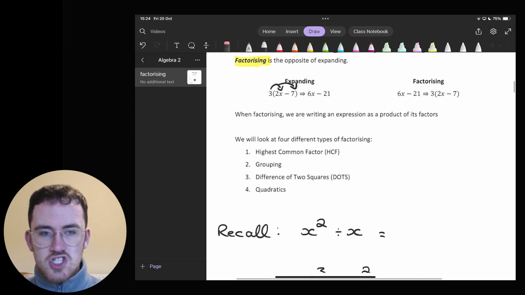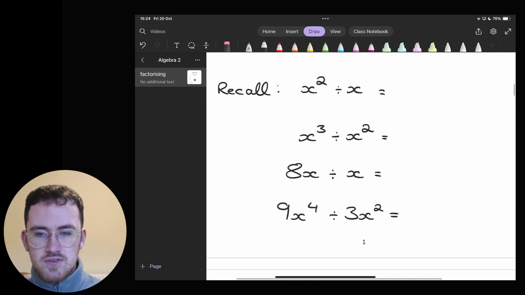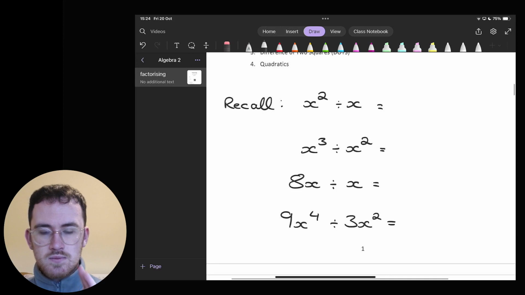But just looking generally then, and just to set us up for this idea of highest common factor, we're going to look at some quick division. And we did a lot of this when we looked at algebraic division, and that's in the video that I have up for algebraic division as well. We have some of this at the start.